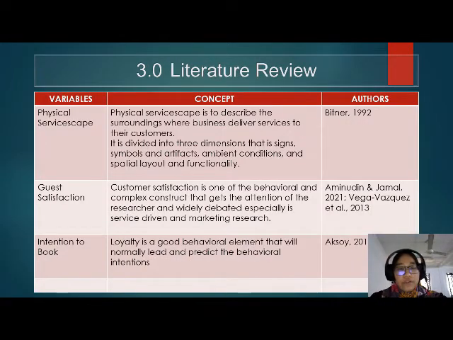Now we move on to the literature review. I have already explained on the physical Servicescape just now. Moving on to guest satisfaction. What is guest satisfaction? It is one of the behavioral and complex construct that gets the attention of the researcher and widely debated, especially in service-driven and marketing research. Whereby intention to book, normally loyalty is a good behavioral element that will normally lead and predict the behavioral intention.